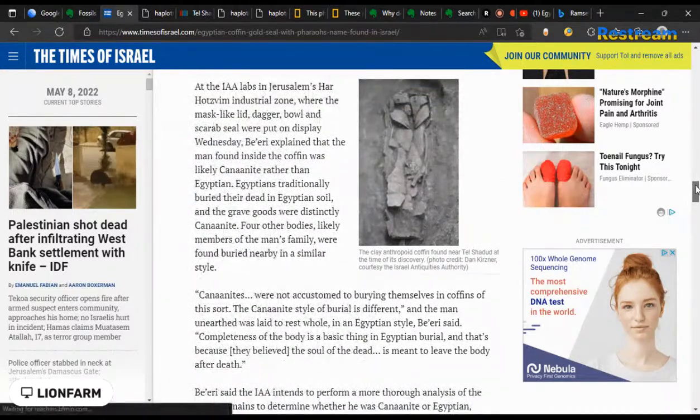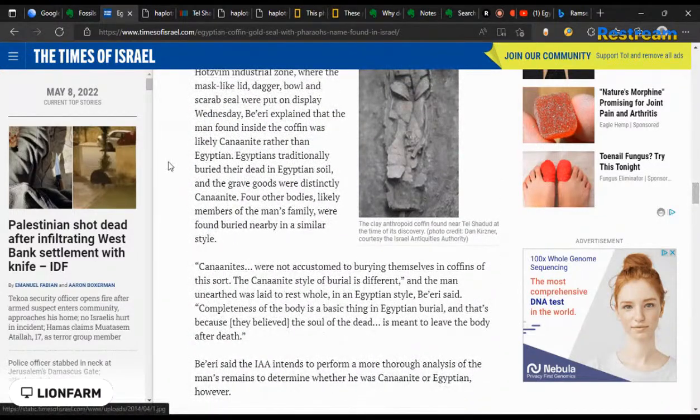So now this is what gets important about the way they're buried and everything, right? Egyptians traditionally buried their dead in Egyptian soil, and the grave goods were distinctly Canaanite. Four other bodies, likely members of the man's family, were found buried nearby in similar styles. Canaanites were not accustomed to burying themselves in coffins of this sort. So this is what makes it important too. Though it's found in the land of Canaan, it's buried in a certain style, right? The Canaanite style of burial is different. And the man was laid to rest whole, in an Egyptian style.